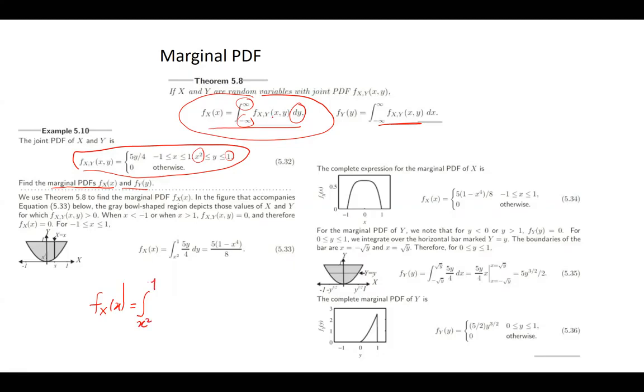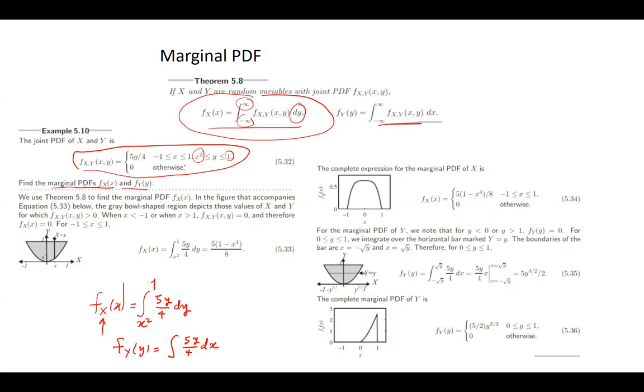And the joint PDF, which is 5y over 4 with respect to y. Since we want to get the marginal PDF of x, we integrate it with respect to y. Similarly, we can write fy of y as integration of, again, the function fy over 5y over 4 dx. Now what is the range of x here?